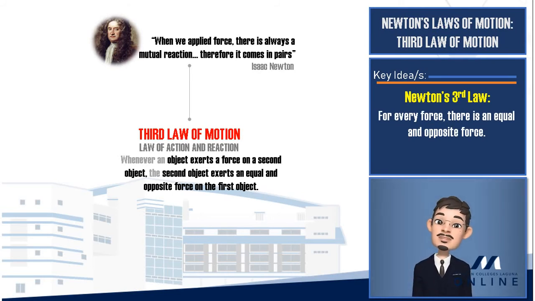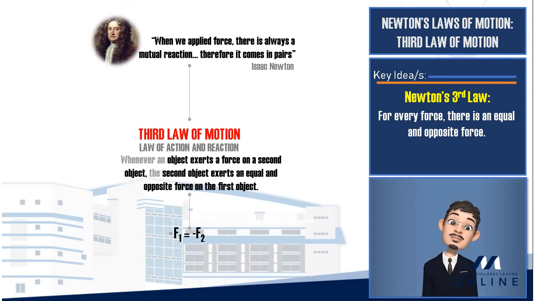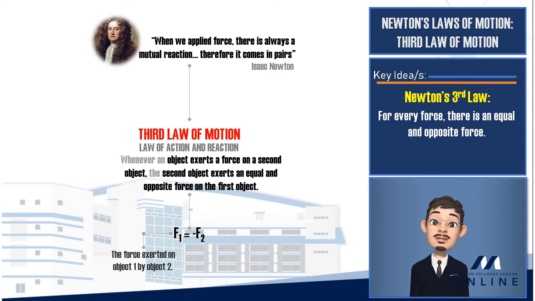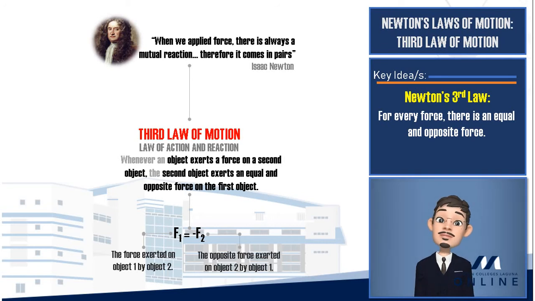Mathematically, we can express this law as F sub 1 is equal to negative F sub 2, where F sub 1 is the force exerted on object 1 by object 2, and the negative F sub 2 is the force exerted on object 2 by object 1. Notice that, again, there is a negative sign. This indicates that the force is acting in the opposite direction.